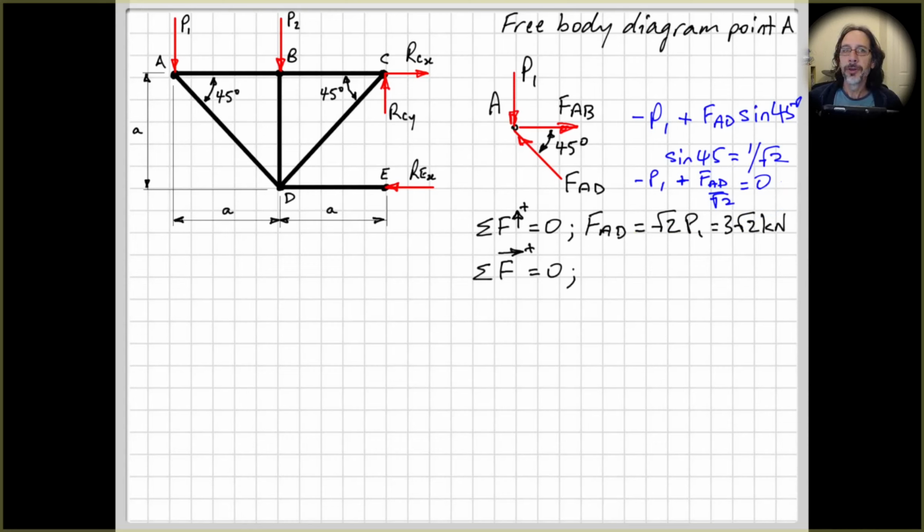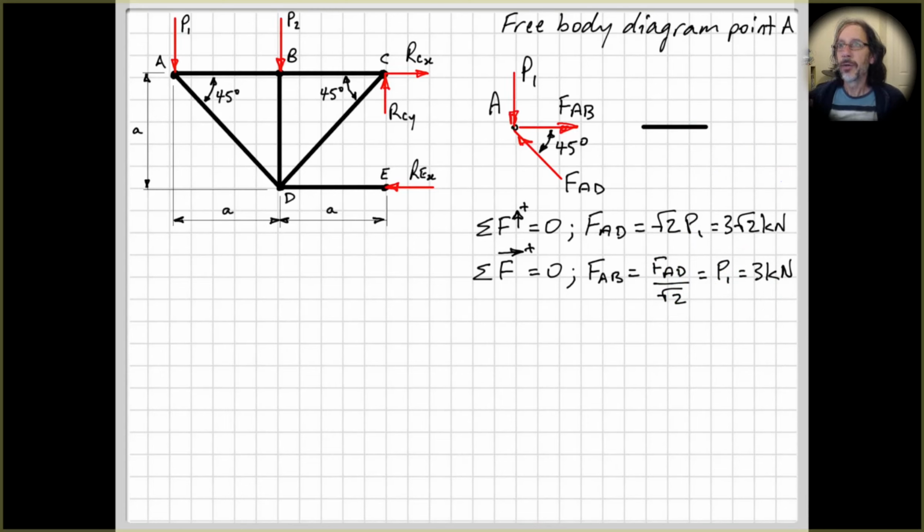All right, so now doing sum of the forces in the horizontal direction equals 0. And again, I've just done a bit of a shorthand here. So you could write, of course, FAB minus FAD cos 45. Okay, cos 45 is equal to 1 over root 2 as well. Okay, so FAB will be equal to FAD over root 2. Right, here I just substituted in FAD. Right, FAD equals root 2 P1. So root 2 P1 into here, root 2 over 2 is 1. So we just end up with P1. That's equal to 3 kilonewtons.